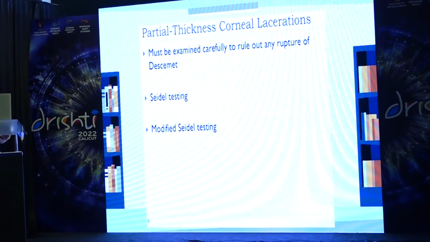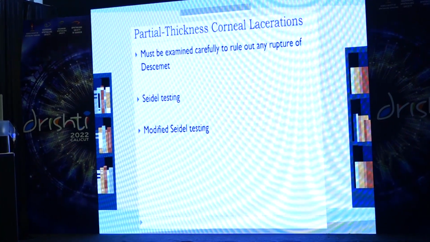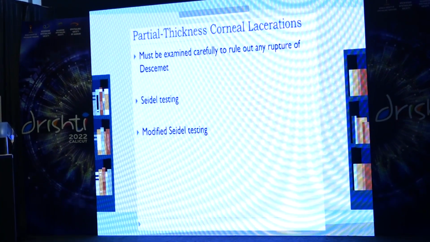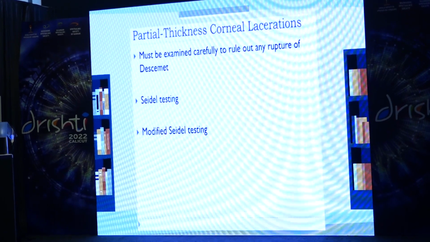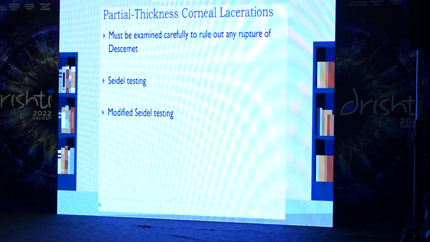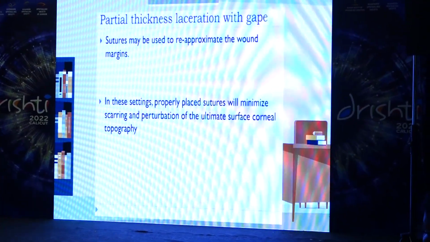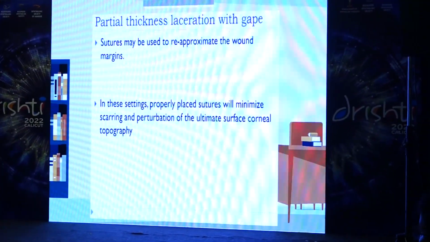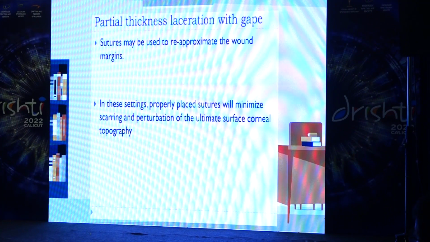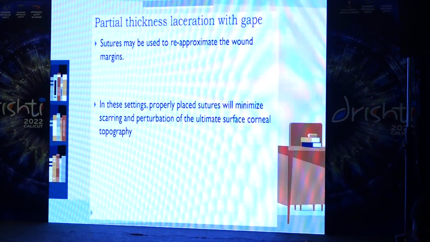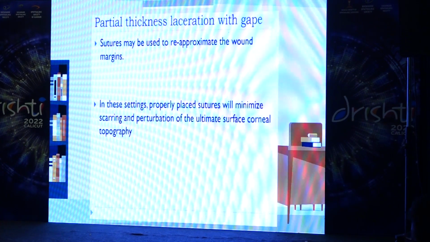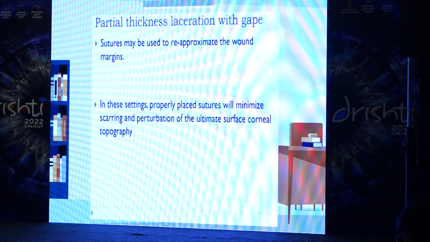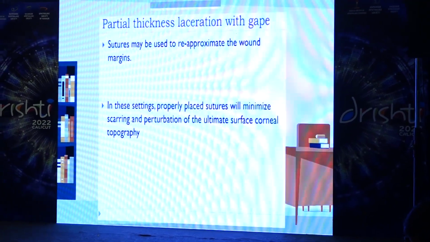So a corneal tear can be partial thickness or full thickness. A Seidel test should be done in every suspected case, and a modified Seidel using gentle compression should also be done in all cases. Even for a partial thickness corneal tear, it's always better to do suturing because it reduces the astigmatism and maintains the topographic relationship. So it is always better to suture if it is near the visual axis.